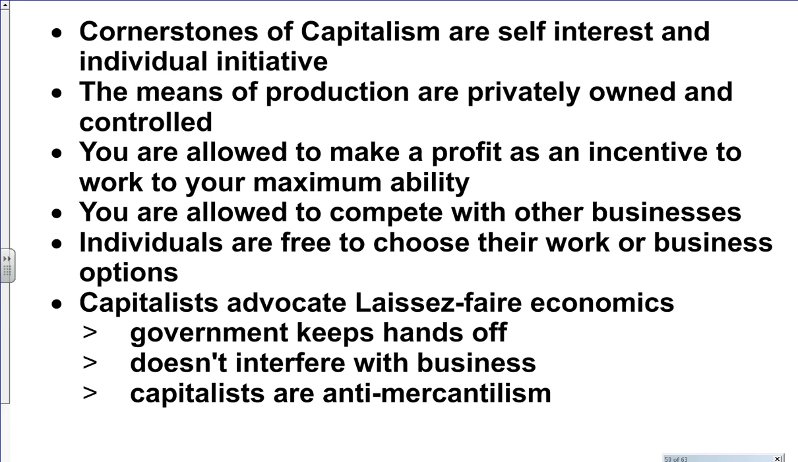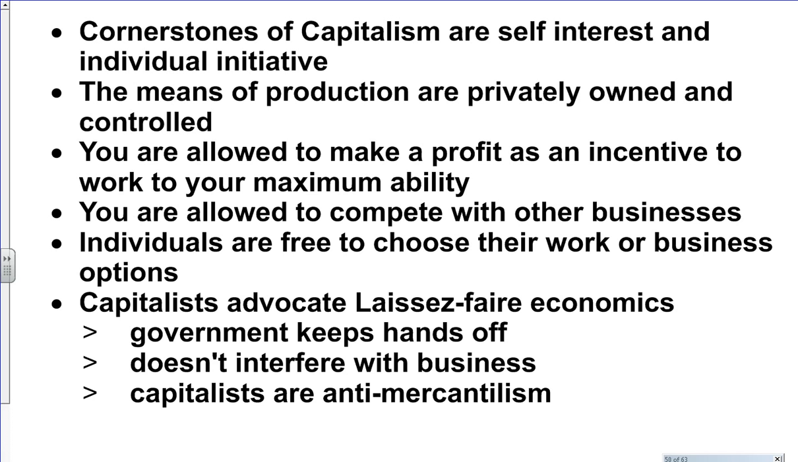The means of production are privately owned and controlled. There's no government ownership. You are allowed to make a profit as an incentive to work to your maximum ability. You're allowed to compete with other businesses. Individuals are free to choose their work and or business options. Capitalists advocate for laissez-faire economics. Government keeps its hands off. It doesn't interfere with the businesses.